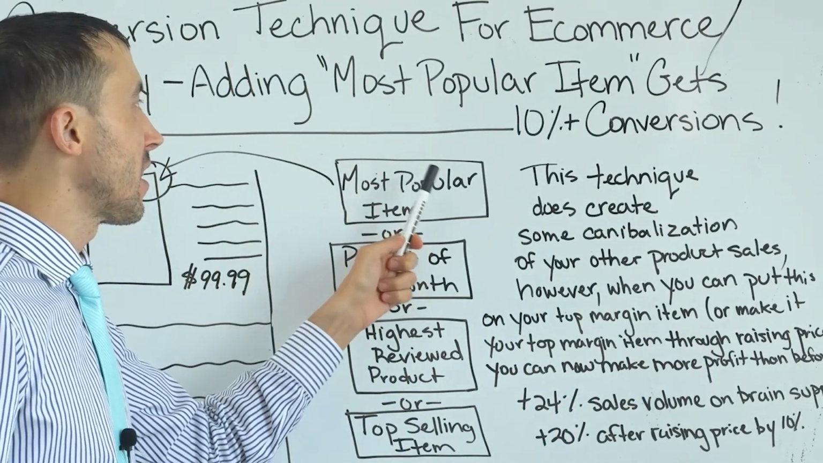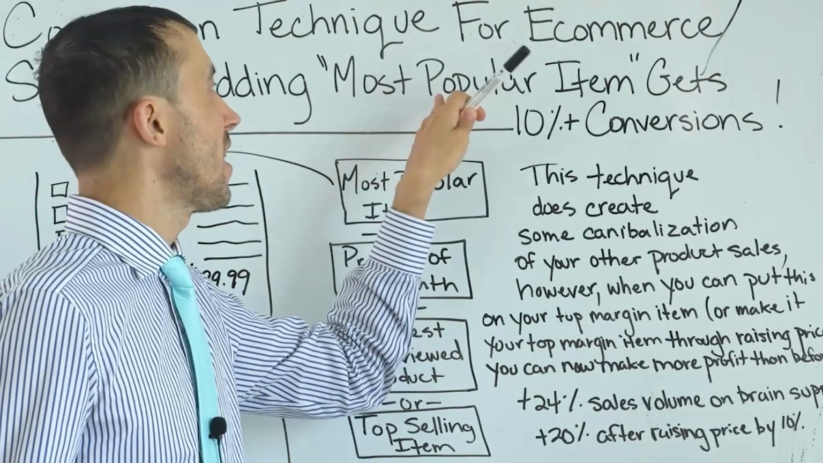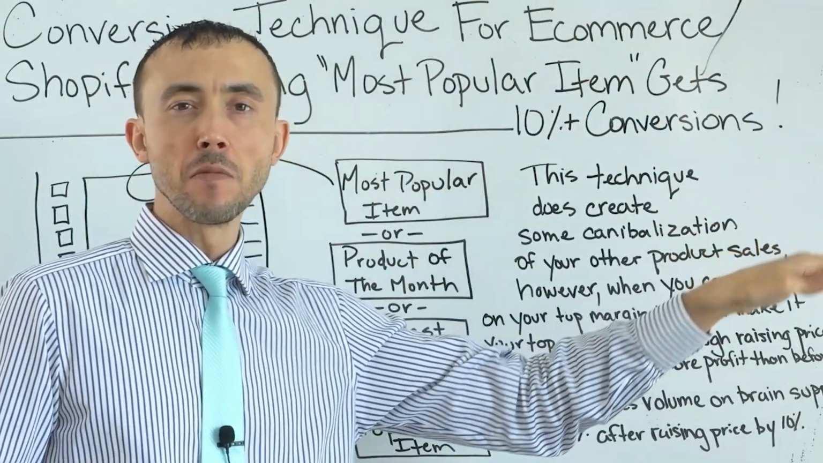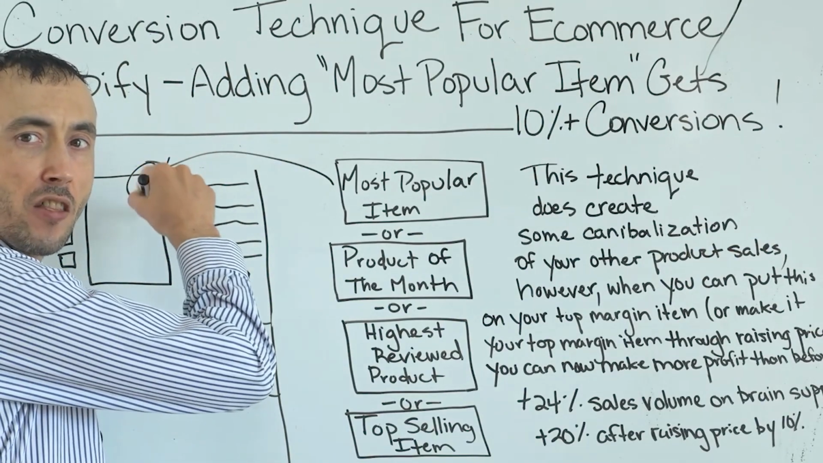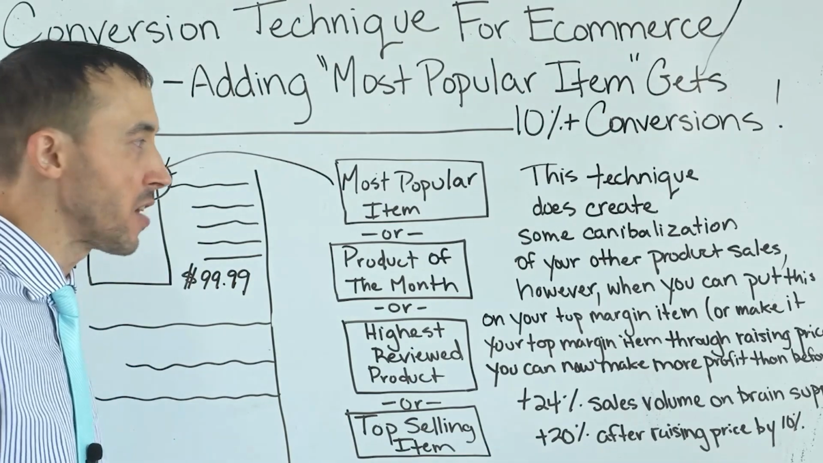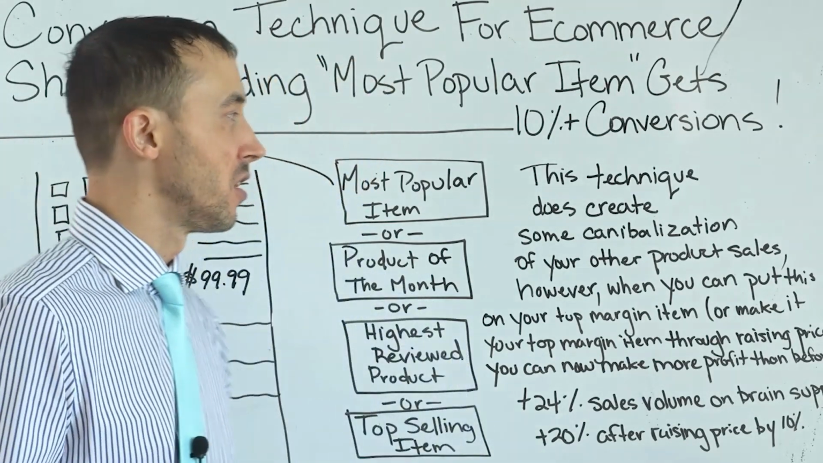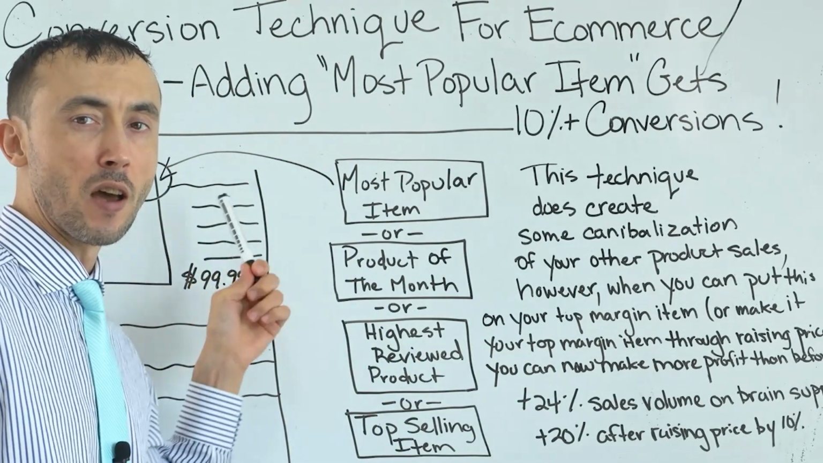That technique is, of course, I'm going to cover it in detail, but this is, in short, adding the words most popular item or top selling item to your product pages, kind of like in the upper right-hand corner of your main product image on your e-commerce product pages, in order to get this increase in conversion rates, okay? So this is obviously a very simple technique to employ.